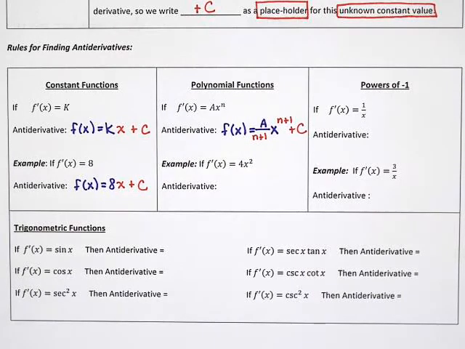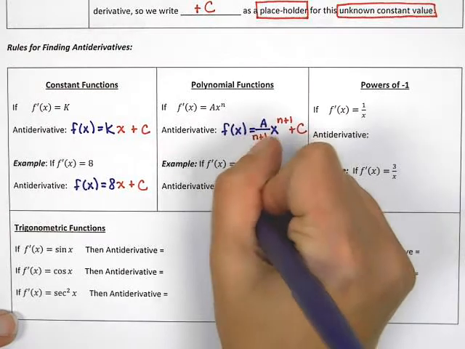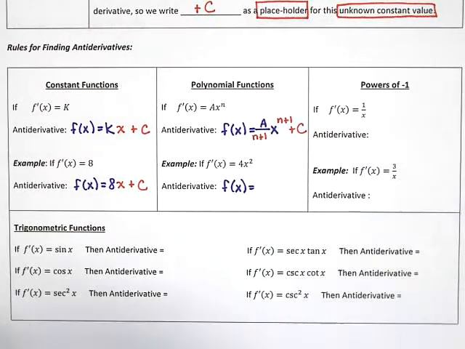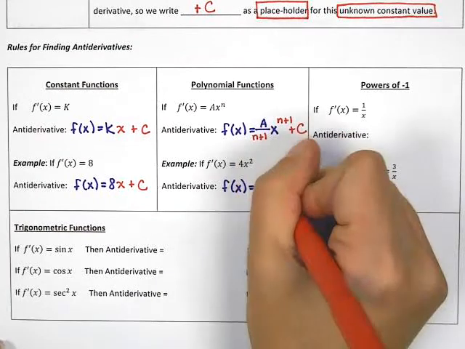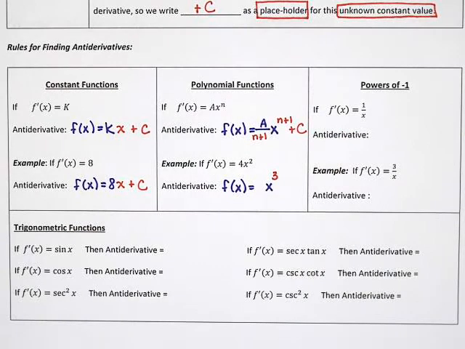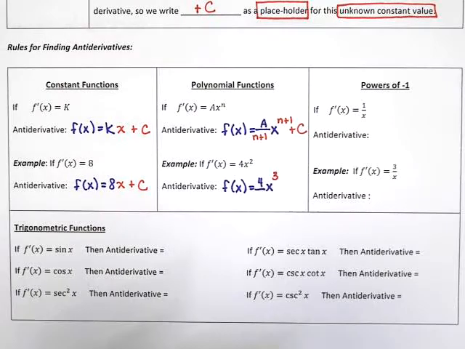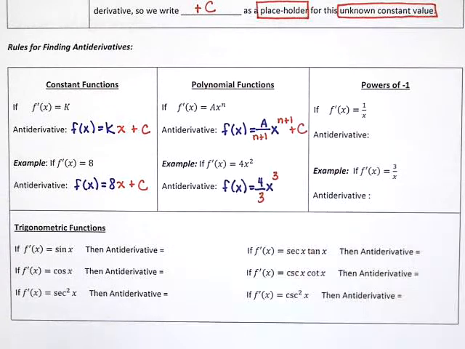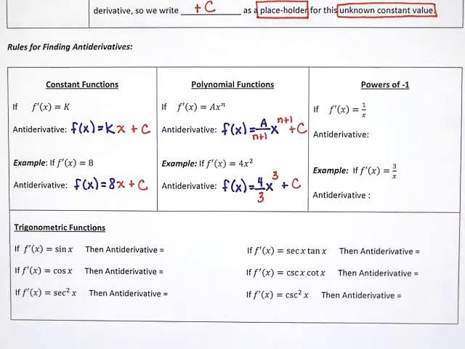So let's look at an example. If your derivative is 4x squared, then your antiderivative, or in other words, the original, would be x to the third. So you should always start by increasing the power by 1. Then dividing by that new power. So 4 divided by 3, which is the new power, plus c.